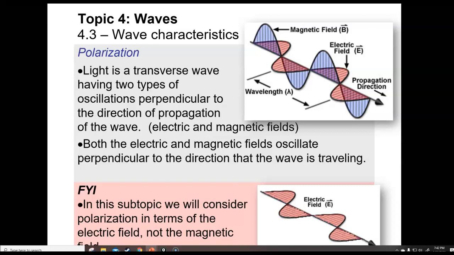Now, I guess technically speaking, because the two of them are linked, if you polarize one, the other one would automatically become polarized, but the mechanism through which polarization occurs really only affects the electric field. And so when we say, this light wave is polarized up and down, what we mean is the electric field part can only oscillate up and down. Okay, so that's basically what polarization is. We're going to mainly focus on polarization of light, specifically the polarization of the electric field part of electromagnetic waves.